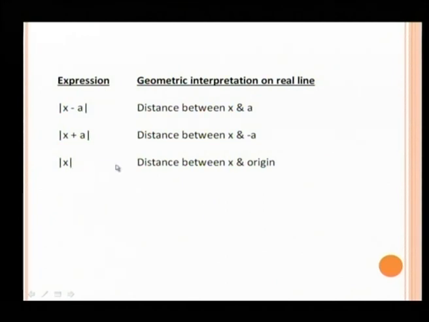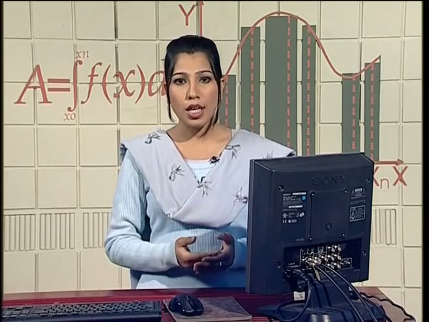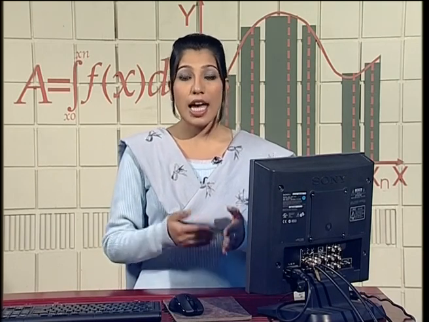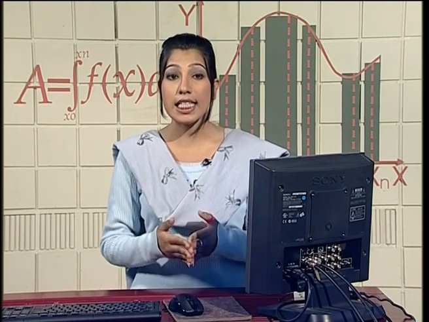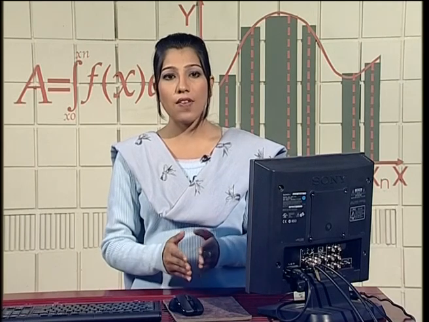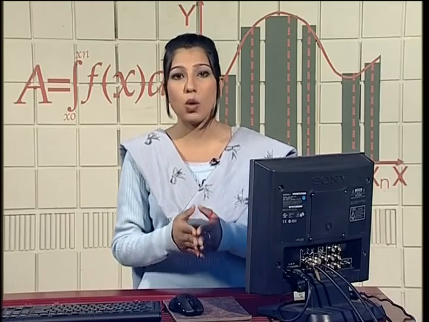The third expression is |x|. The geometric interpretation of this expression on the real line can be stated as that it is the distance between x and origin, where origin is considered as 0. Now there can be two types of inequalities, of the form |x minus a| less than k and |x minus a| greater than k, which arise often. We have summarized the key facts in the table shown on the screen regarding these two inequalities.